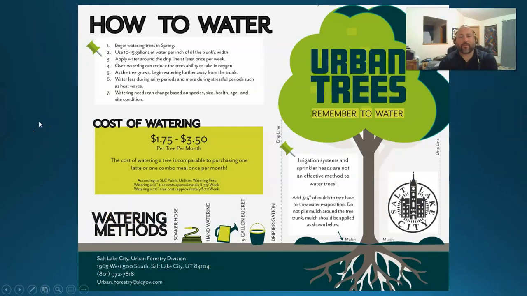So here's an infographic on how to water your trees. What works? Irrigation systems and sprinkler heads are not an effective way to water trees. Mulch is great, and some of the other types of systems work really well. This gives you an idea how much water is going to cost, at least in Salt Lake City. What are your good water methods? Soaker hose, hand watering, 5-gallon bucket, drip irrigation. We'll talk about drip irrigation here in a little bit, and some instructions if you want instructions on how to do that.